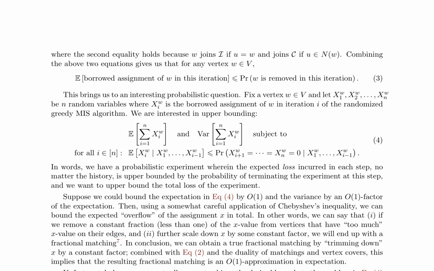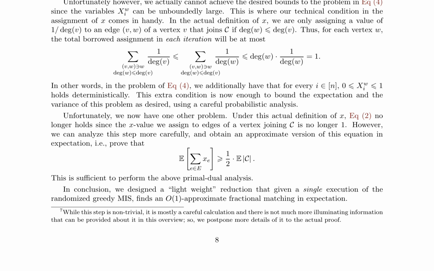Using Chebyshev's inequality, it can be shown that the expected overflow of the assignment x can be bounded, allowing a fractional matching to be obtained by trimming down x by a constant factor. The resulting fractional matching is an O(1) approximation in expectation, as shown by the duality of matchings and vertex covers. However, the actual definition of X requires a more careful analysis to obtain an approximate version of equation 2, which is sufficient for the primordial analysis.